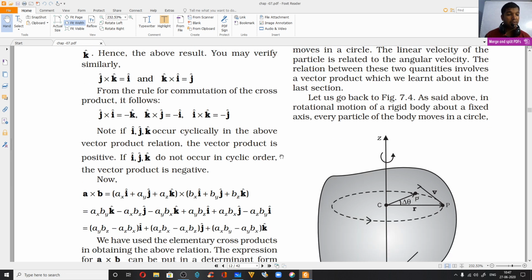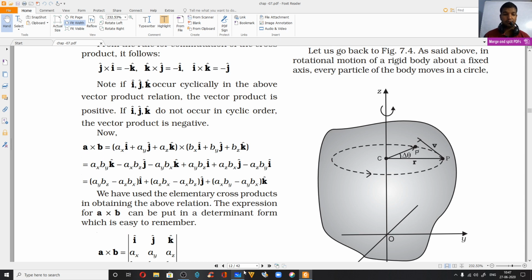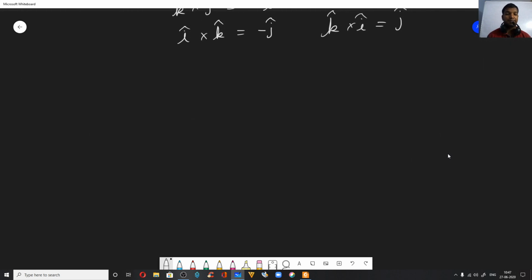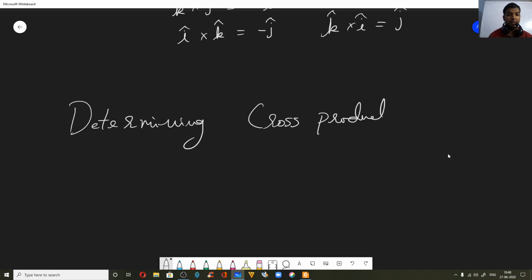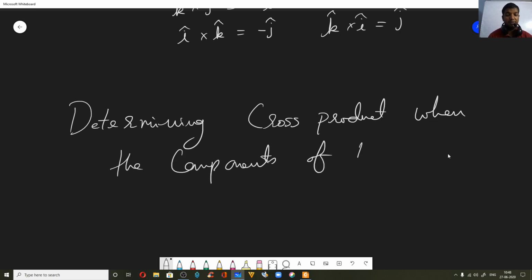Okay. So we have done this. Let me continue with determining. So next heading you can take: determining cross product when the components of the vectors are given. Okay, components of vectors are given.